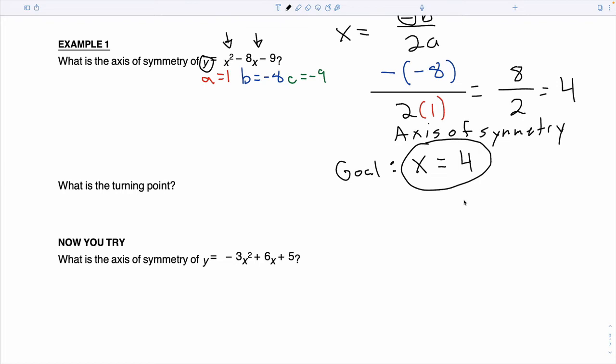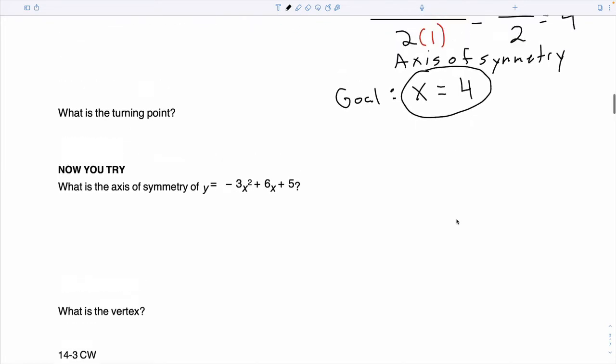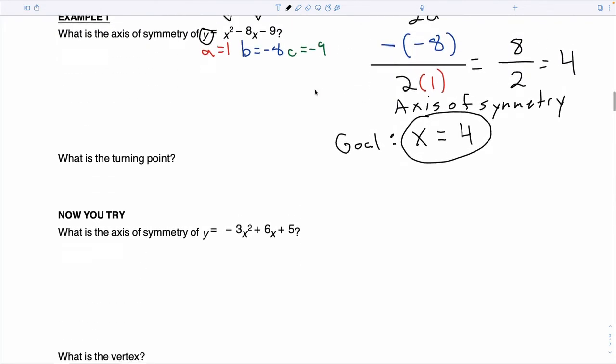Is A always the first x and then B always the second? A is always the number next to x squared. B is always the number next to x. If x squared is switched around and they try to trick you and put x squared as the last term, A is still the one next to x squared. Great question. Did you catch that? A is always the number next to x squared.